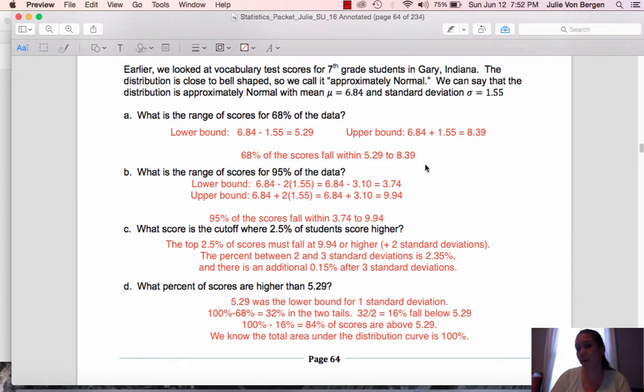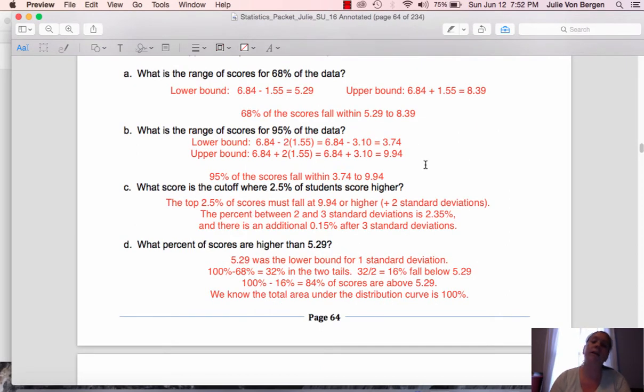So now if we want to think about the range of scores for 95% of the data, when we calculate our lower bound, we're going to start with the mean, and then we're going to subtract 2 times the standard deviation. And remember, the order of operations is going to multiply 2 times the 1.55 first, and then subtract that from the 6.84. So we get a calculation of 3.74. For the upper bound, we're adding the 2 standard deviations. So this becomes 6.84 plus 2 times 1.55, or 6.84 plus 3.10, and we get to 9.94. So we say 95% of the scores fall within 3.74 to 9.94.